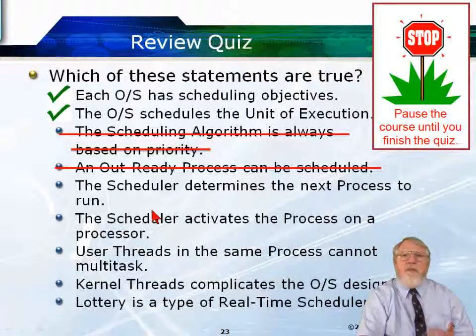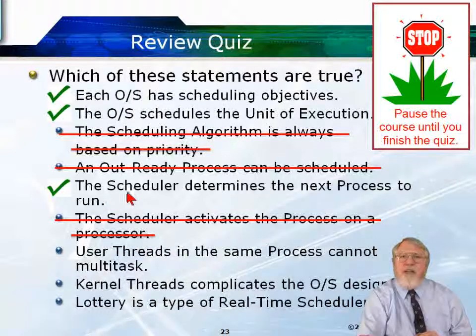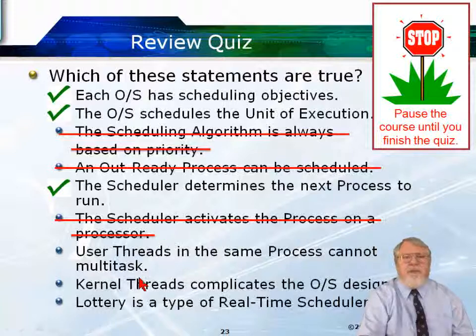The scheduler determines the next process to run. That's correct. The scheduler activates a process on the processor. No, the dispatcher does the activation. The scheduler just determines the next process, and it's up to the dispatcher for the individual processor to actually activate that process on that processor.